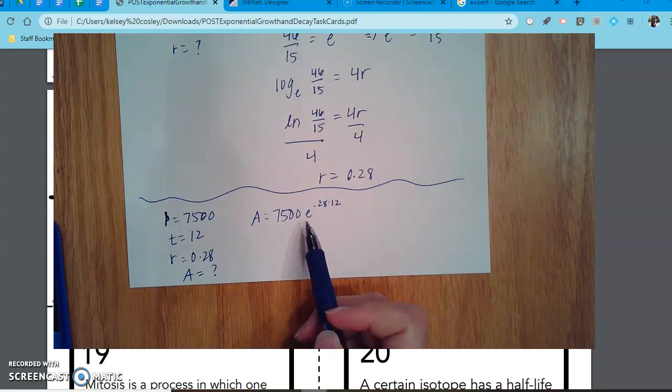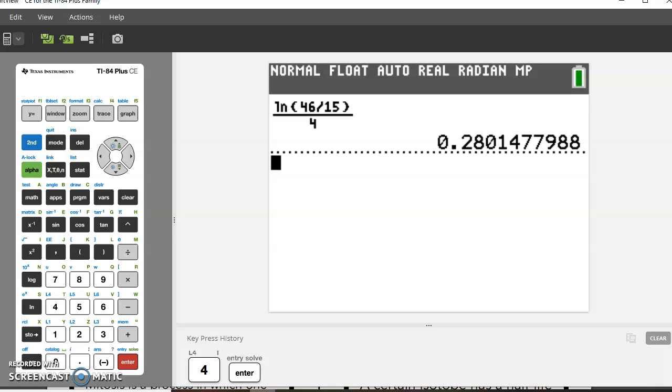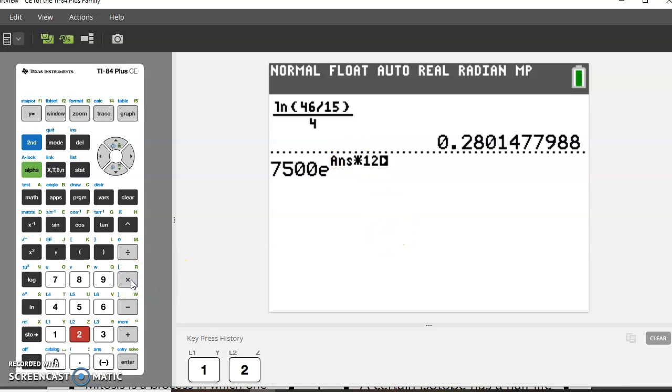If you leave the R value as it is, which I'll show you on here, then you'll get the exact same answer as the answer key. So I'm going to type in my 7,500. To get E to pop up, I'm going to hit the second natural log, and I'm raising it to my rate. So you can either type in the 0.28, or if you do second answer, that's going to take this entire decimal, plug it in right here, and then I have to multiply it by 12. And this will give me the answer that's going to show up in the answer key.